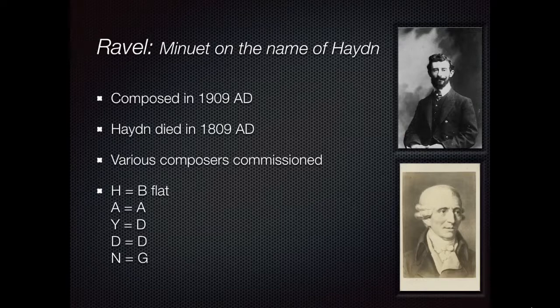But as we saw in the Bach example, H can be B flat, then A can be A. Then what Ravel did was he said, well, let's make Y into D, D natural, and then D can be D, and N, we can make that a G. So I think he was sort of clutching at straws a little bit. But you can't blame him. It's difficult to decipher a name that's got a Y in it.